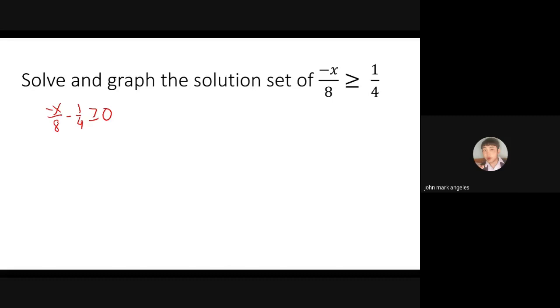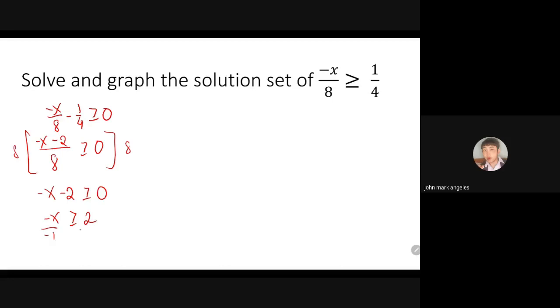And then solving for this, the LCD is 8. 8 divided by 8 is 1 times negative x, that's negative x. Minus 8 divided by 4, that's 2, times 1, that's 2. Greater than or equal to 0. And then, anong sunod? Let's multiply both sides here by 8 to make it negative x minus 2 to be greater than or equal to 0. Because 0 times 8 is 0. Solving for x, we have there positive 2.